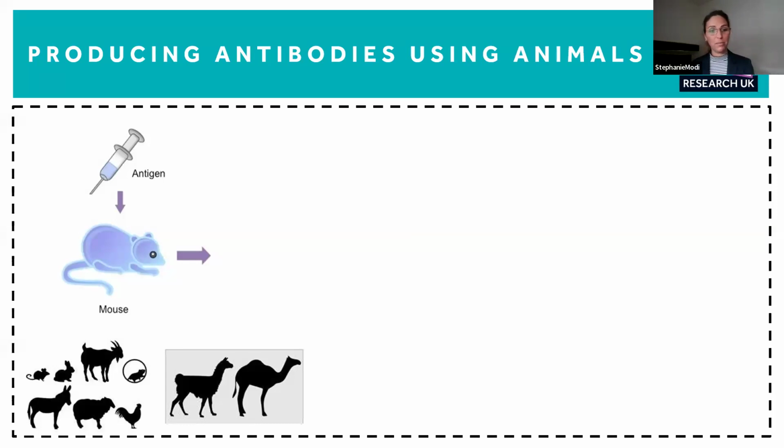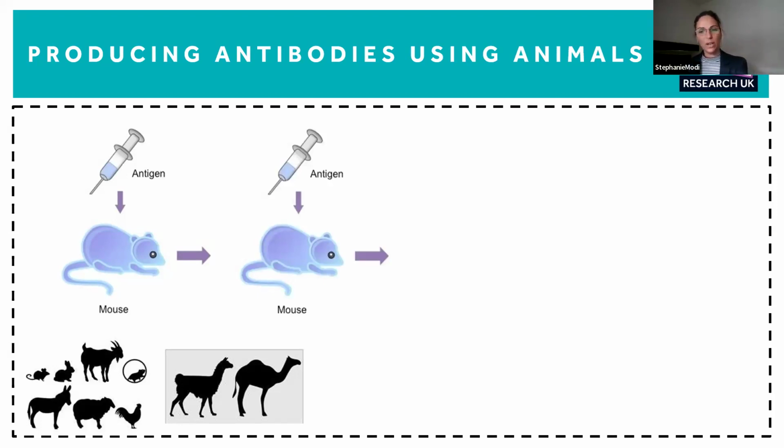So a huge range of animals are used for this, as you can see. So from mouse to rabbits, llamas, chickens, pigs, goats, camels, huge range of animals. And for the antibody that you want to produce, the antigen is injected into the animal, for example, a mouse, as you can see. And the animal is usually repeatedly injected with the target antigen, which kicks off the immune response, which means the antibody of interest can be generated.